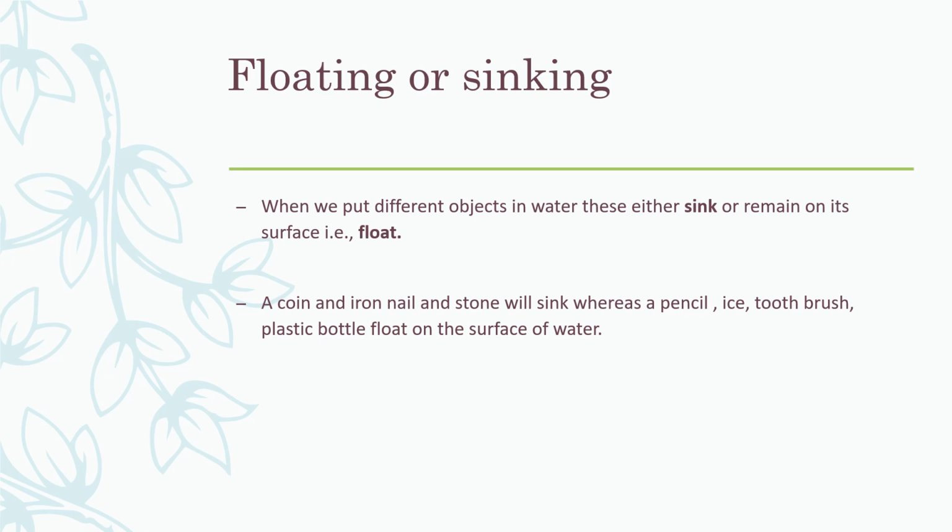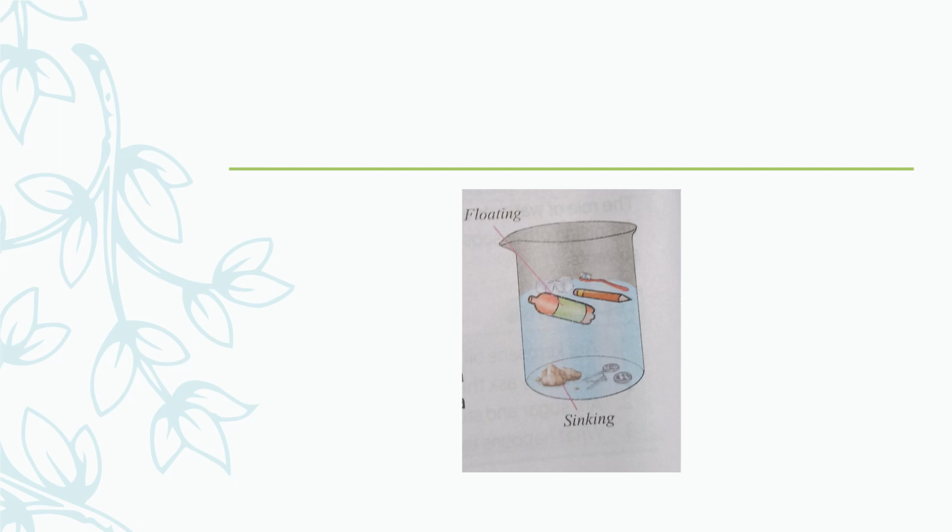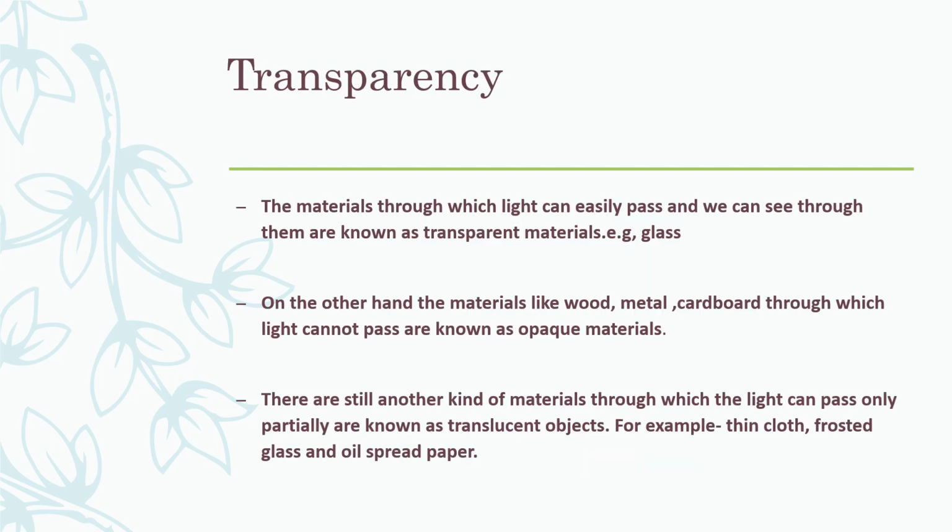Like a coin, an iron nail and a stone, if put in water, will sink. But a pencil, ice, a toothbrush or a plastic bottle, if you throw it in water, will start floating on the surface of water. Here you can see the materials. Some materials have sunk, and some are floating.